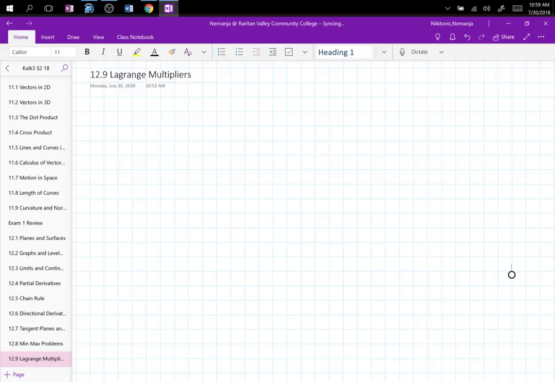This is section 12.9 on Lagrange multipliers to end chapter 12. So this is another section where we optimize. Now this time around we are not looking for min-max points anywhere they occur. We are also going to have a constraint, and then we will be looking for the maximum and minimum points along that constraint.